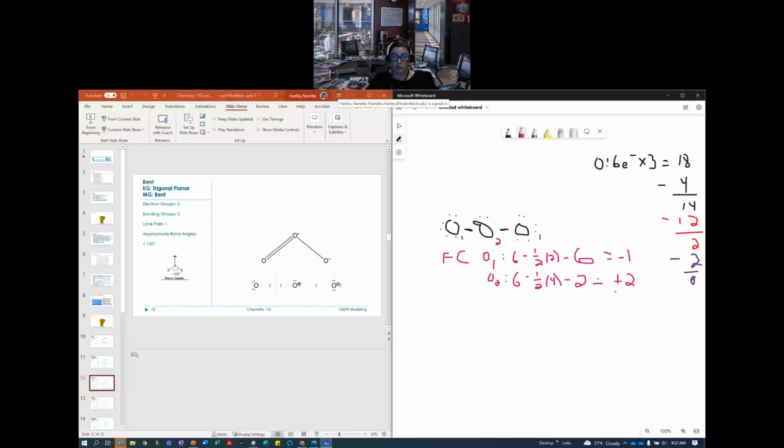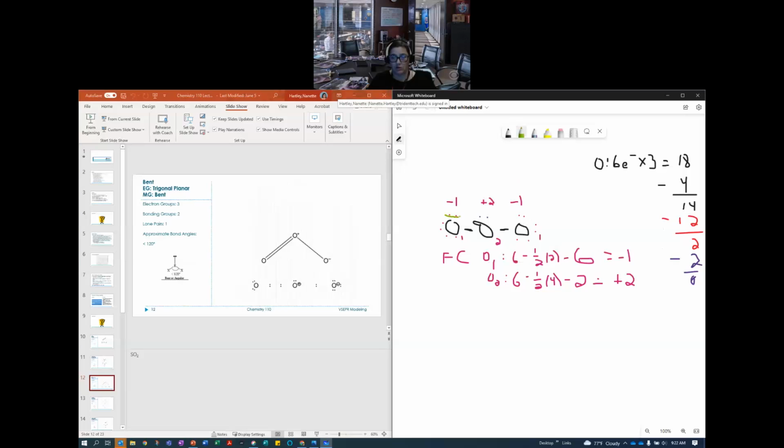Not ideal. Okay, so I now have a plus 2 formal charge here and a -1 on each end. I don't like to draw them like this, but that's okay. That's what you're looking at in here. Now, that's not an ideal situation. So let's see what we can do to try and remedy that situation.